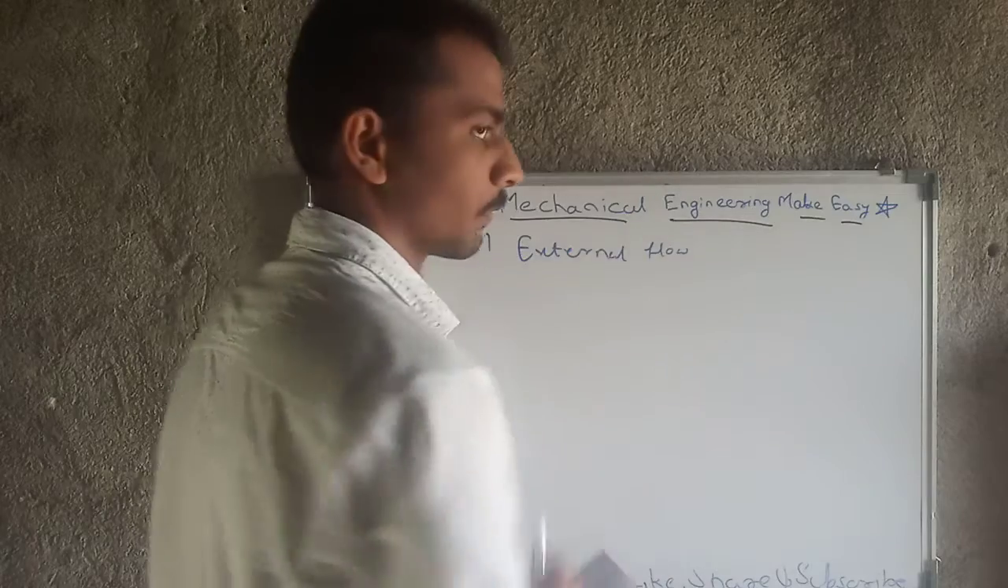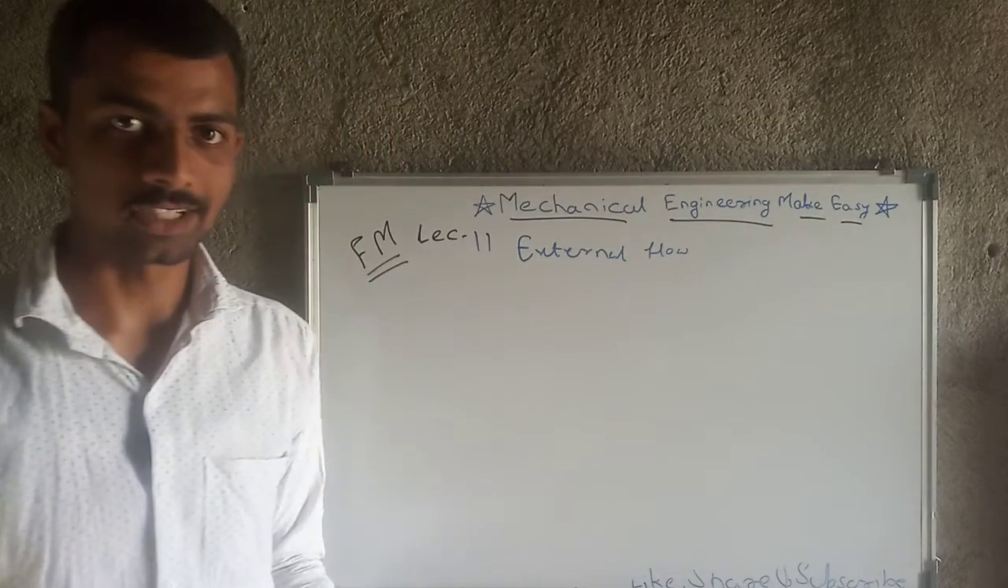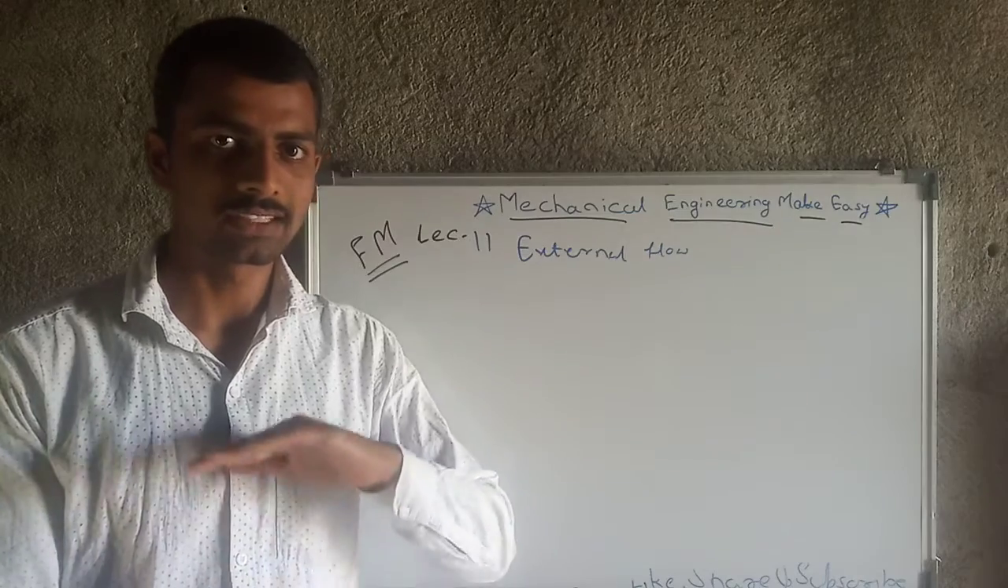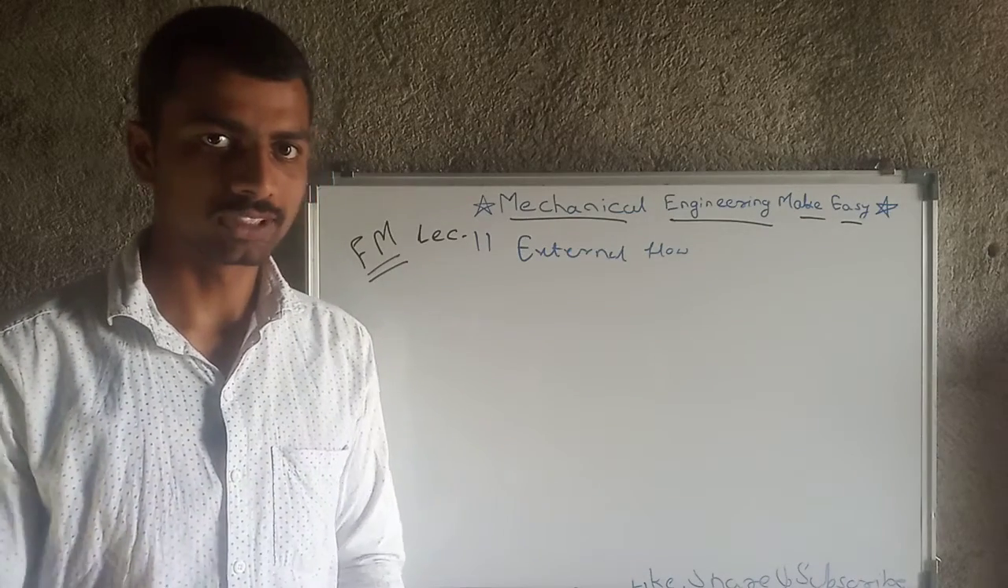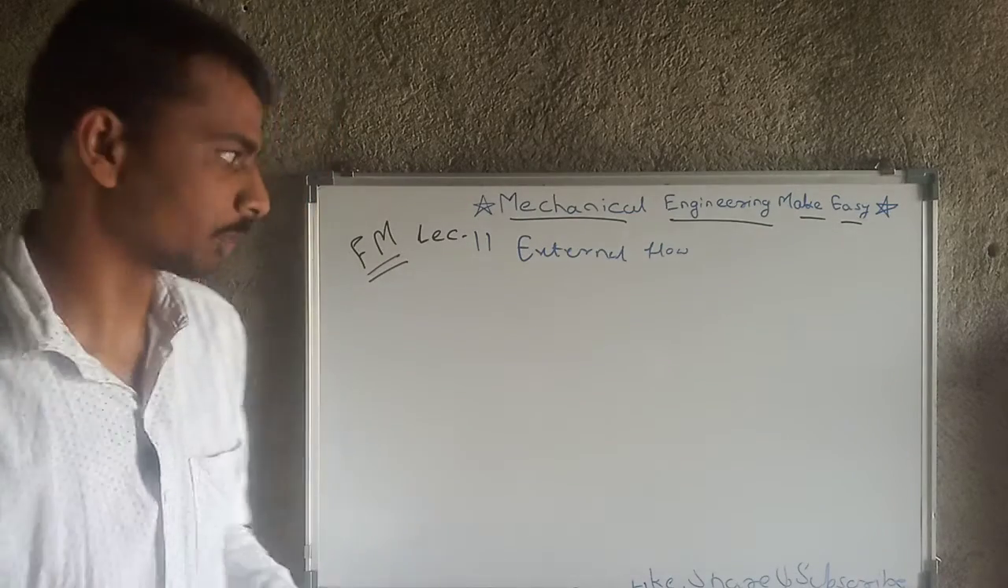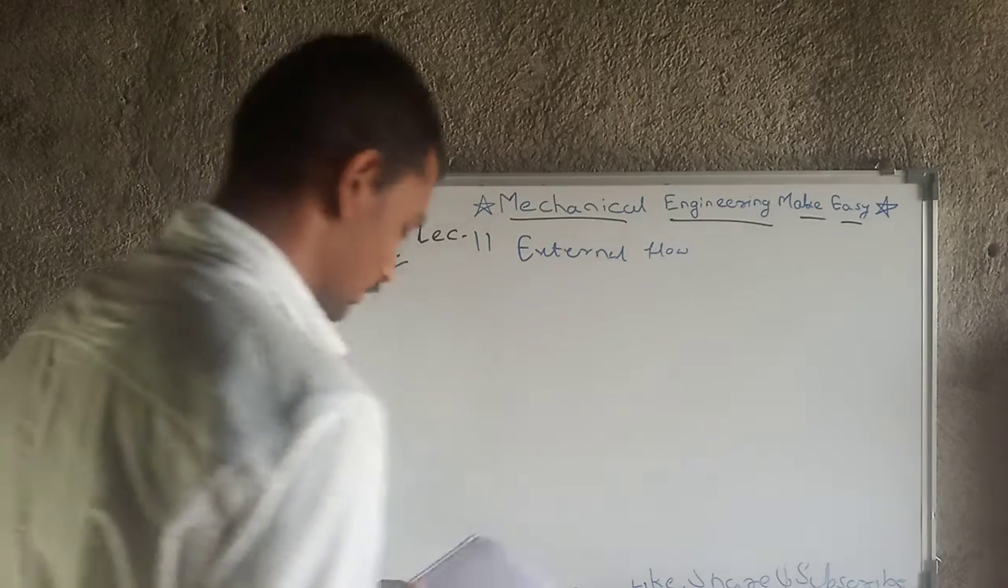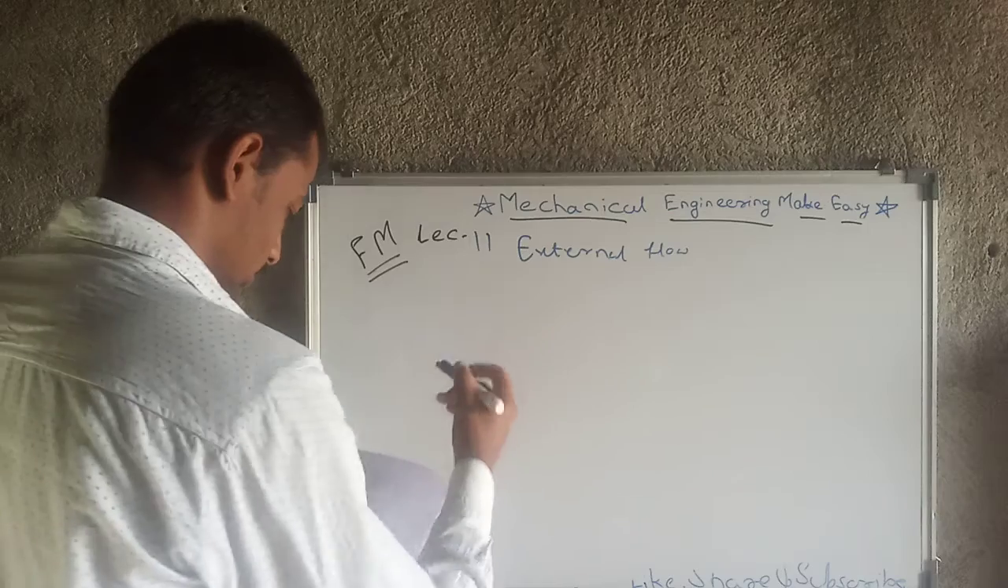So this is the 11th lecture of fluid mechanics, and in this lecture I am going to discuss the topic that is external flow. What exactly does external flow mean? Any plate is there and on that plate the flow is occurring. Like this is one example of external flow. So without wasting any time, I will start the session directly.